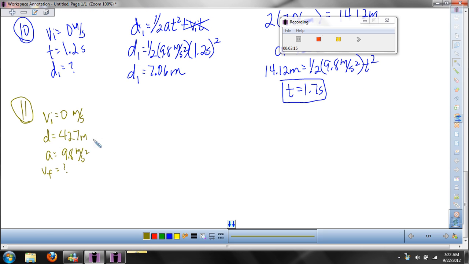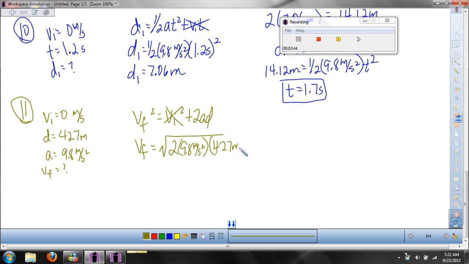Now, when you first read that problem, this is the only value you're given. And then you realize, oh, it's from rest. And so there's really a lot more there than you actually are given. You just have to think about it. So v_f squared equals v_i squared plus 2ad. This is 0. So v_f is going to be the square root of 2ad. So I solved for that speed, and when I got that, I got 91.5 meters per second. So there's number 11.